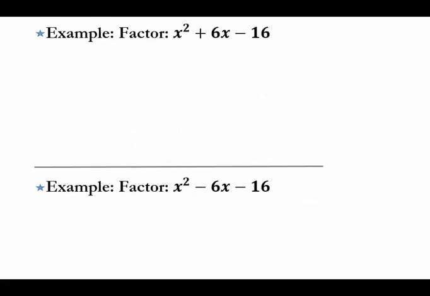So let's take a look at a couple more examples. Let's factor x squared plus 6x minus 16. My first term is x squared, so I know that whatever this looks like, it's going to have an x here and an x here. The middle term is positive and the last term is negative. The middle term represents the sum, and the last term, the negative 16, represents the product.